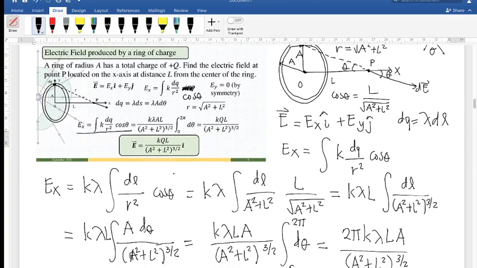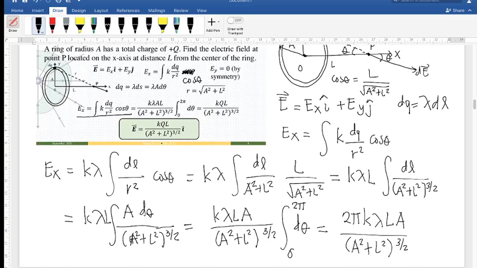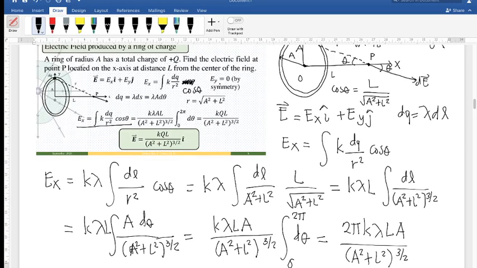Okay, so this is your Ex. But how about your Ey? Your Ey here is equal to 0 by symmetry. What do you mean by that? As you can see here, if we put another dq here, that is dq2, then we put again the dE here. So meron siyang dE na ganito, di ba? Just like our problem number 1, meron siyang dEy tsaka dEx.